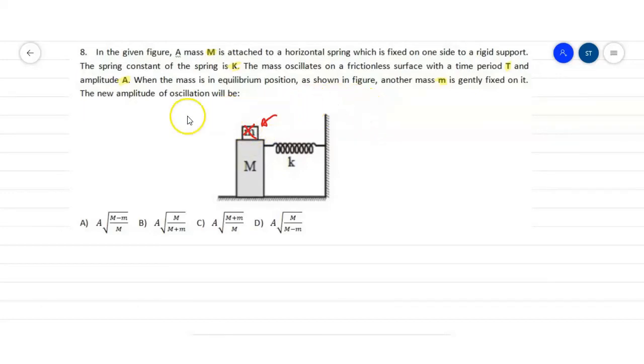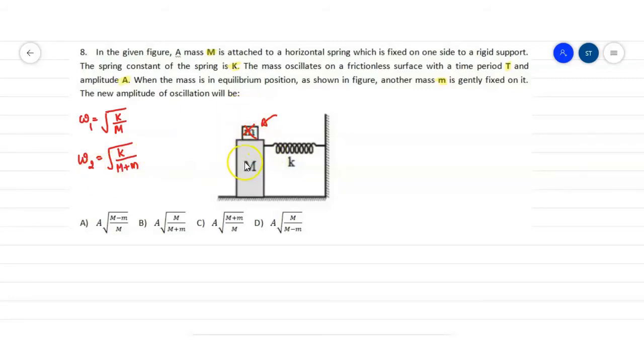We all know that the angular frequency of a spring block system is given as root k by m. So here initially the angular frequency can be written as root k by capital M. Finally, the spring constant is going to remain the same, but the mass of the system is going to become capital M plus small m. So this will be root k by capital M plus small m.